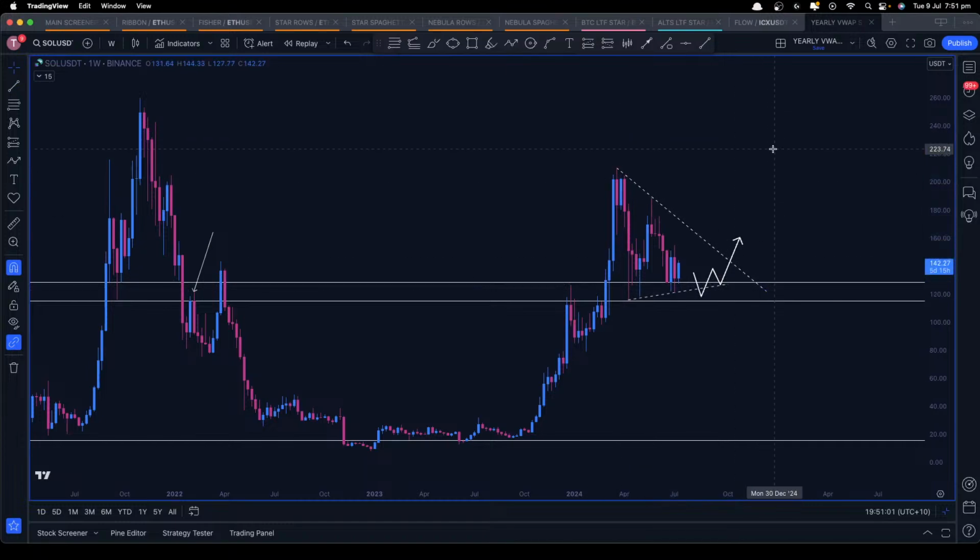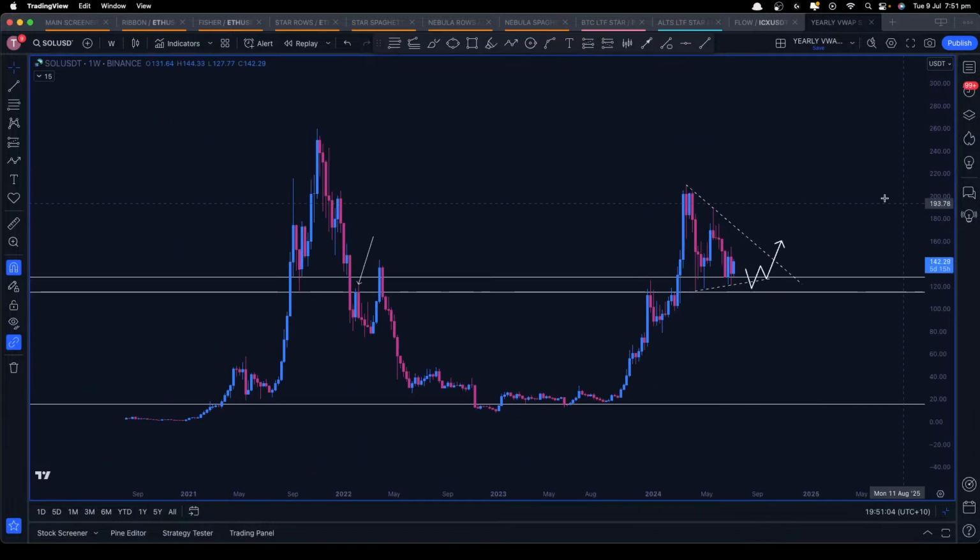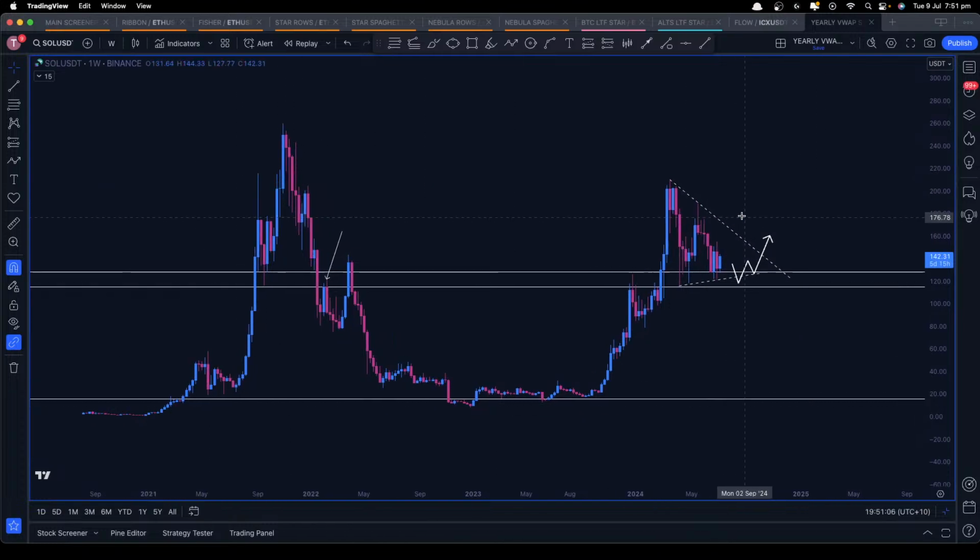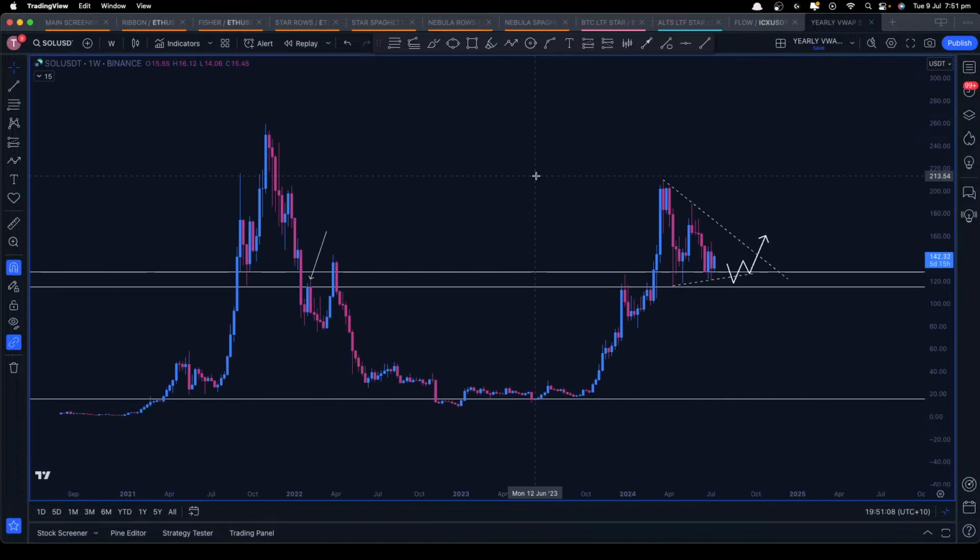Again, this is just a meme triangle pattern. It's nothing fancy. Very similar to this. Doesn't have to work out. You've got to think about this, right? All we've got right now is this data. We don't have anything else on the weekly.